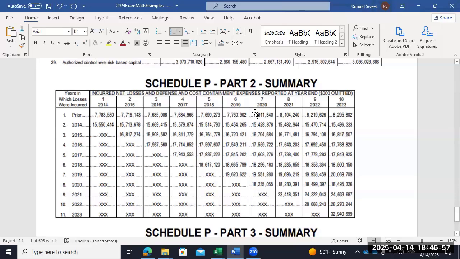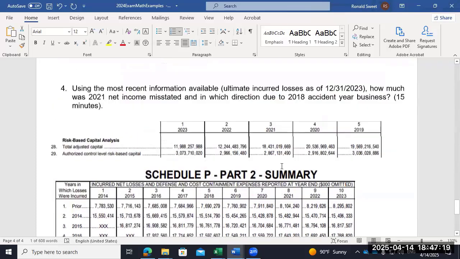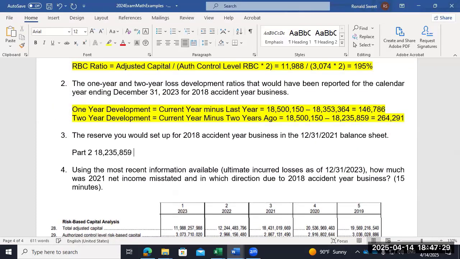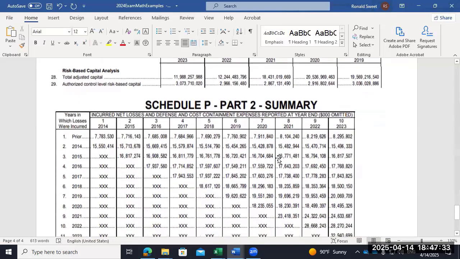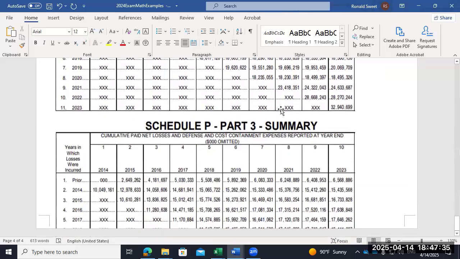Remember, part 2 is the amount they expect to pay out in total. It includes what they have paid out plus what they're reserving. So they expect to pay out 18. This is as of 2021. You don't know what's going on in 2023 yet. So what reserve did they set up in 2021? So 18,235,859. So for part 3, how much have they actually paid as of 2021?